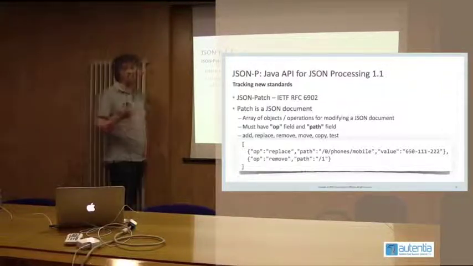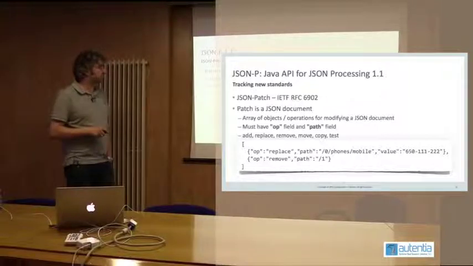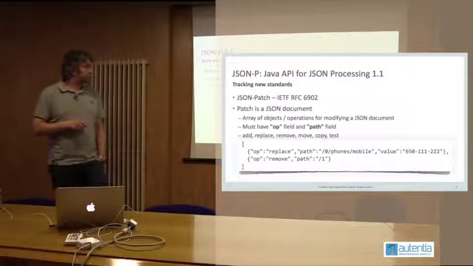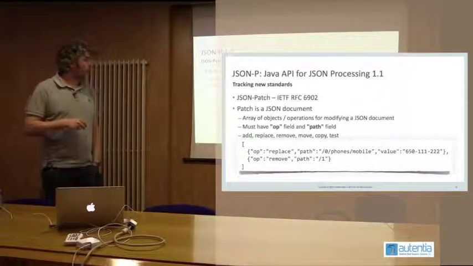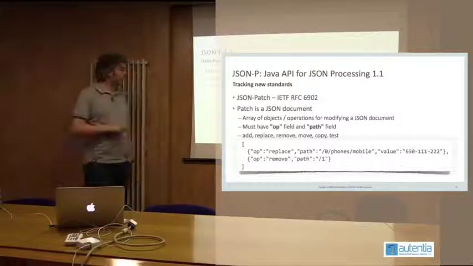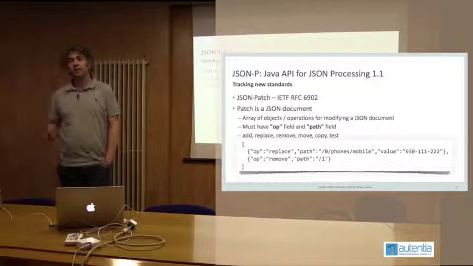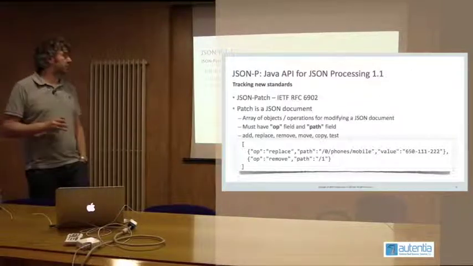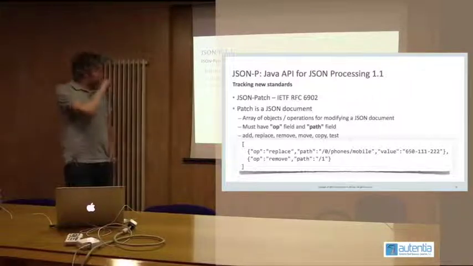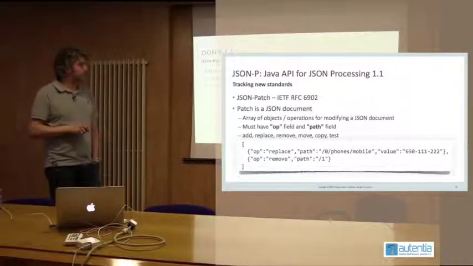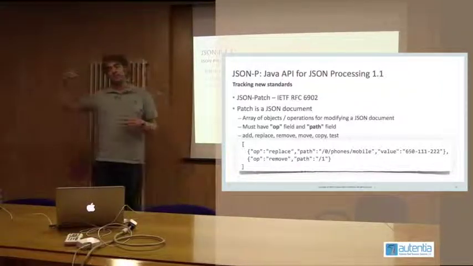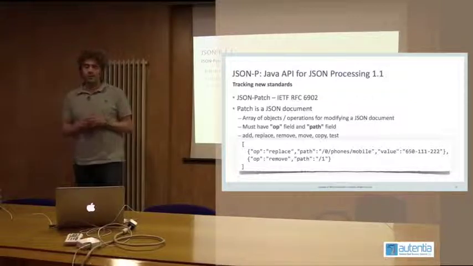So as I said, a JSON patch is a JSON document. So it's a JSON array. There are two operations in that one. The first operation is a replace, and the second one is a remove. Each operation is performed in sequence. So we do the first one, then we do the second one. If one operation fails, the complete patch is aborted. In terms of operations, we have add, replace, remove, move, copy, and test. So the idea is that we will take that patch and apply it to another JSON document to transform that JSON document.